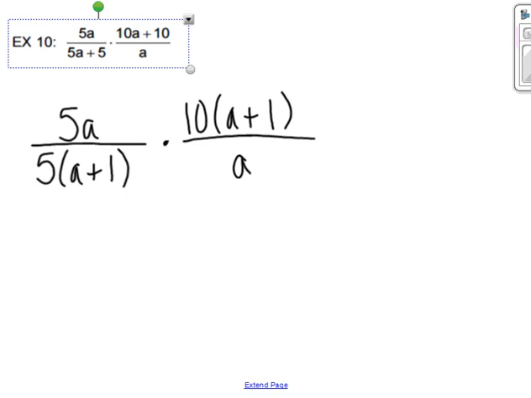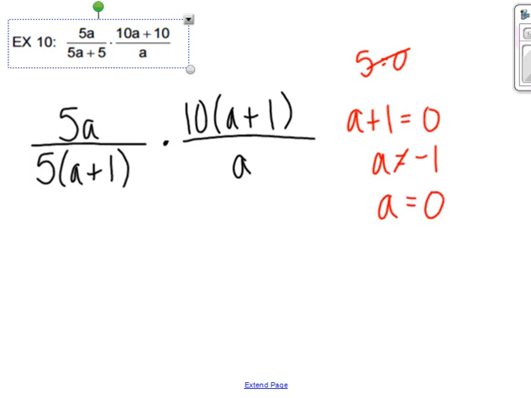So now I do my domain. I set a plus 1 equal to 0. I can set 5 equal to 0, but that's not going to help me solve anything, so you don't have to worry about that. So a can't be -1. And then I have to set regular a equal to 0. I'm not really solving anything, I just know a can't be 0. So start with that. Now I'm going to start reducing.